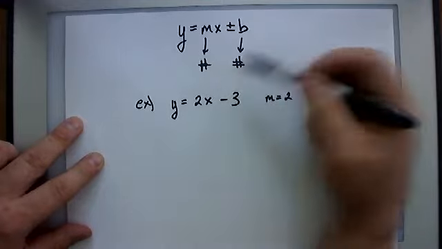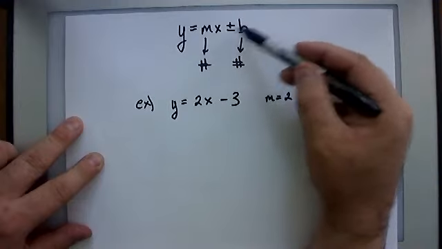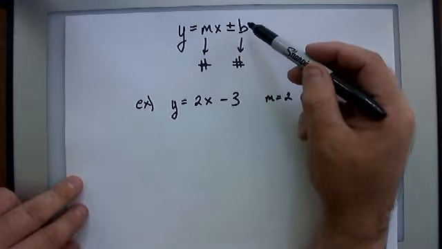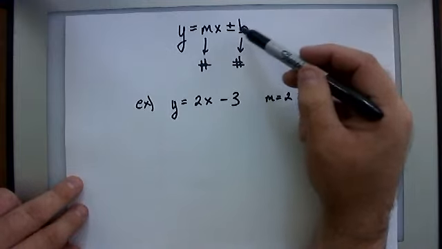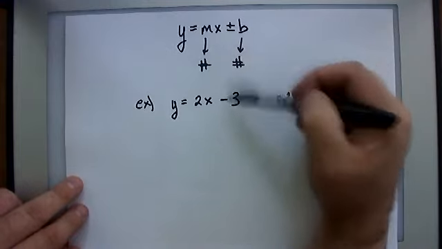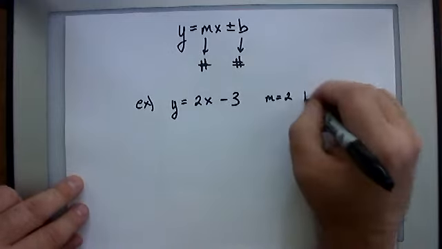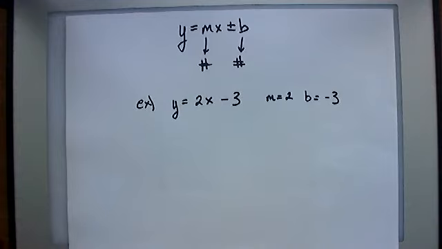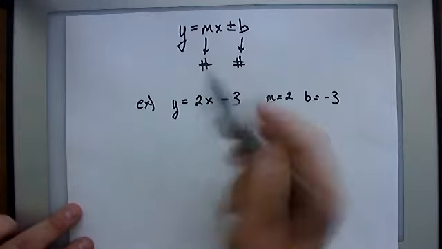mx, 2x, and then the b, this could be a positive b or a negative b. I guess I should have mentioned that. It's actually plus or minus b because the b does not have to be positive. It could be a negative number. So if it's positive, put a plus. If it's negative, then put a minus or negative sign. So the b is negative 3. Don't worry about what the m and the b are. We'll talk about that in just a minute. I just want you to be able to identify them first. And hopefully you can see that that fits in the y equals mx plus b format.